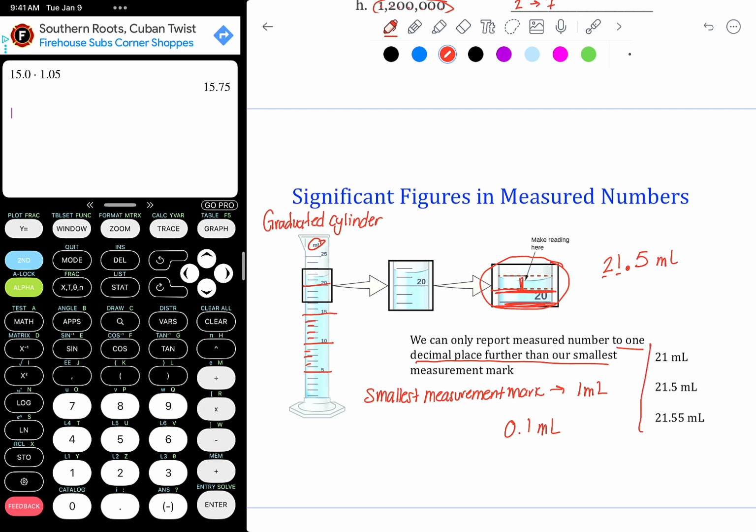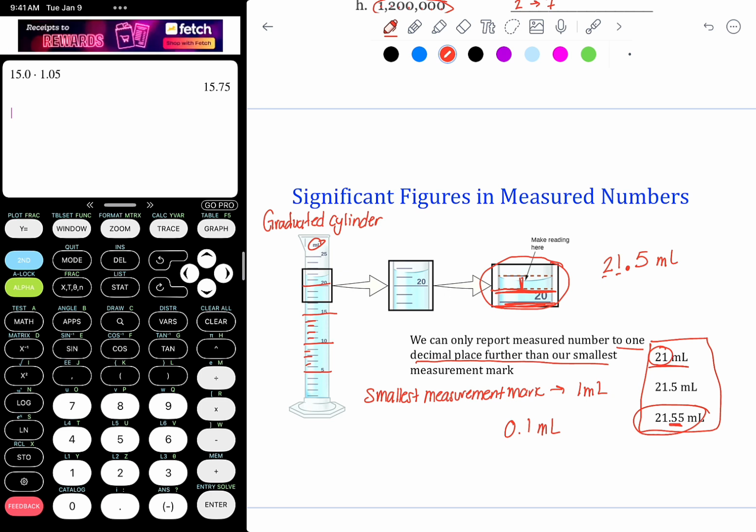So of our options here, this first one doesn't work because I'm missing a significant digit. I need my decimal place, so I only go to the ones place. In my third option, I go 2 places further than my smallest measurement mark, which I'm not able to do. I can't tell if that's 0.5 or 0.55. There's no way for me to tell. I only know that it is greater than 21 and less than 22 milliliters. So the only value that we can measure this to be is about 21.5.